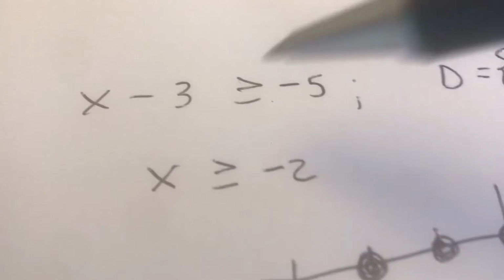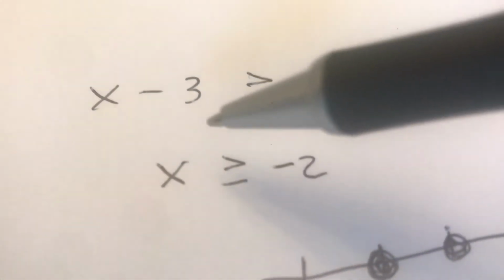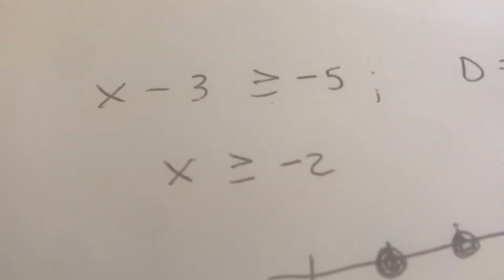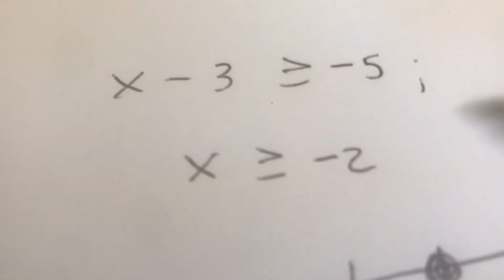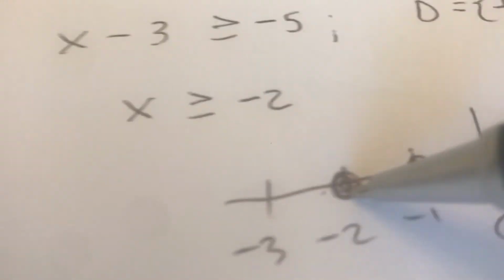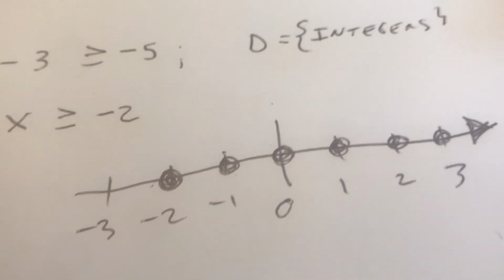Finally, this last one, x minus 3 is greater than or equal to -5. I add 3 to both sides. I want to get the x all by itself. So it says the domain is integers. What integers are greater than or equal to -2? Greater is to the right. Well, -2 equals -2, -1, 0, 1, 2, 3, and so on.